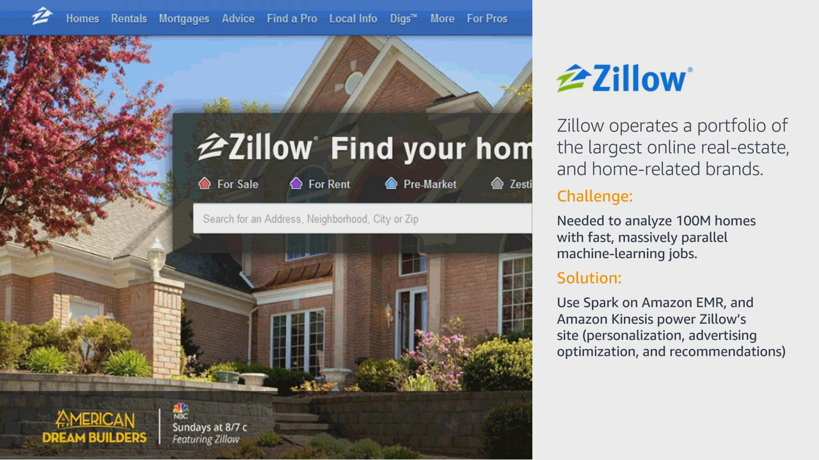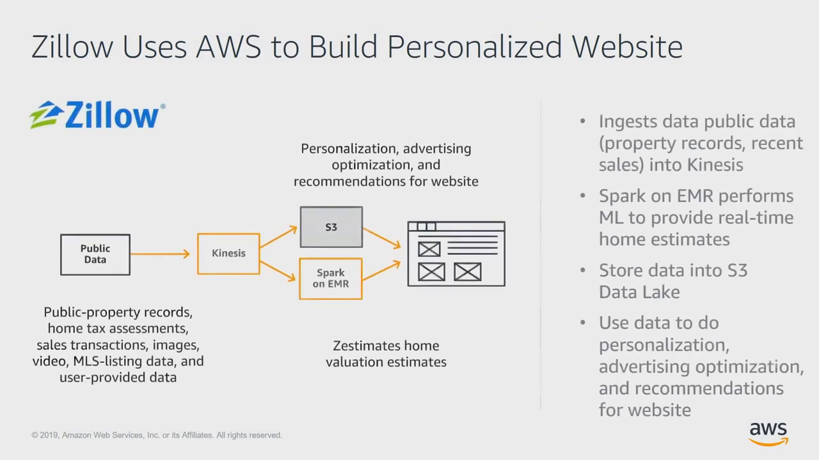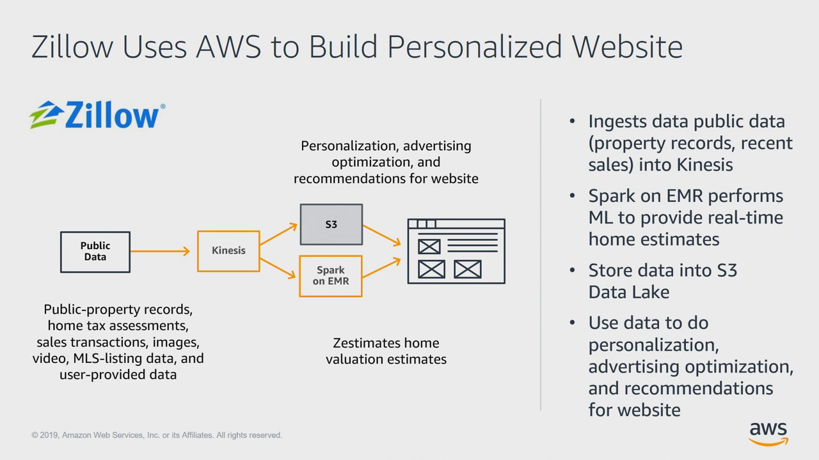They're famous for being able to work out a real market value estimate for all the properties that are in their database. And so Zillow built out on AWS this pipeline where they take data from multiple sources, so public property records, home tax assessments, all types of different data sources. They bring that in through Kinesis into Amazon S3, into the data lake, and then they use Spark on EMR to run these machine learning jobs to analyze and then work out estimates for that.